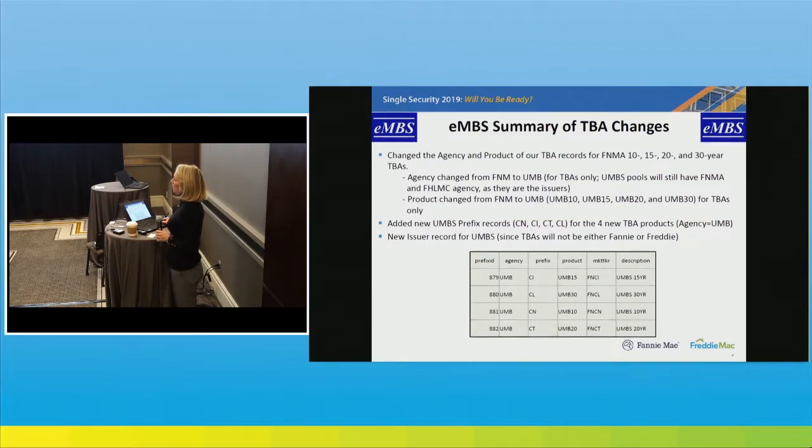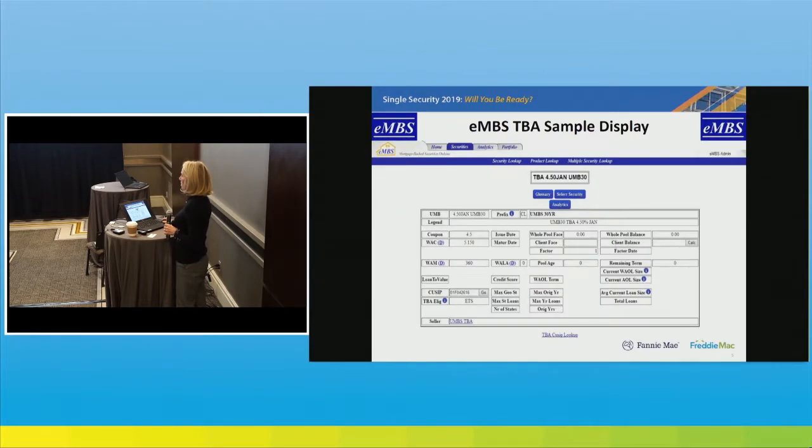So those are the main changes we did for this, and then the following page is an example of a TBA screen. You'll see that it wouldn't show as FNM, it's UMB. The description is the UMB 30 year. So it's pretty much the same as the older screens. It's just that the UMB is now in there, and you'll notice the seller on the bottom is UMBS TBA as well. So this is a pretty straightforward change for us. I don't know if you wanted to touch on the mirror and gold screens.